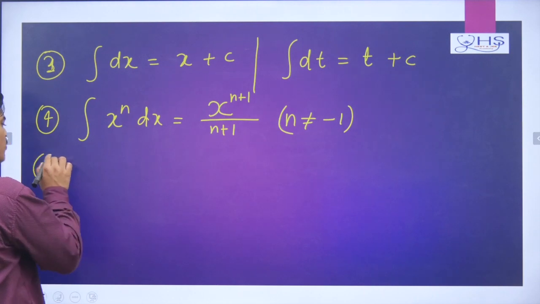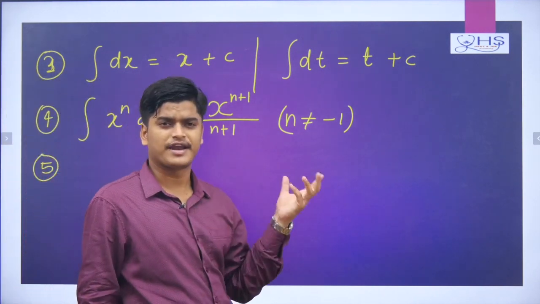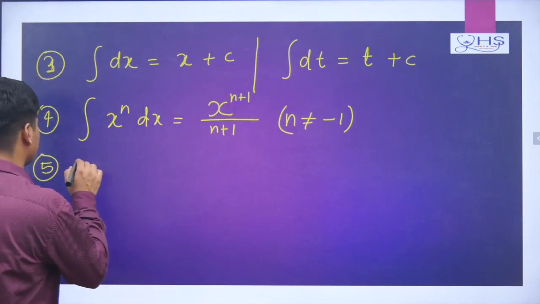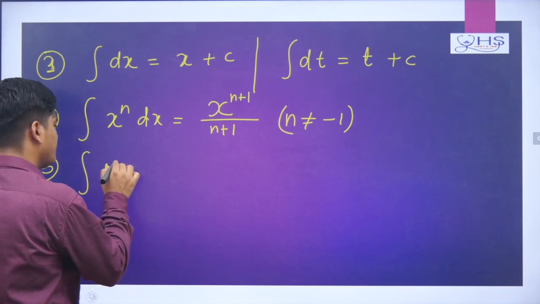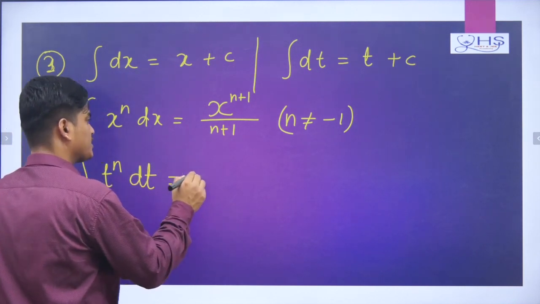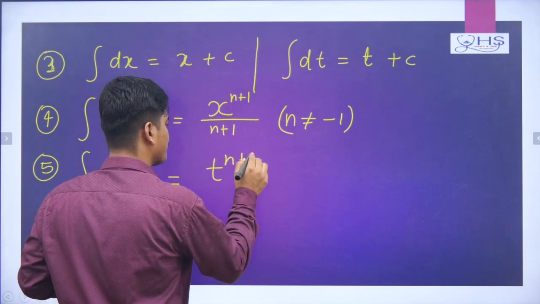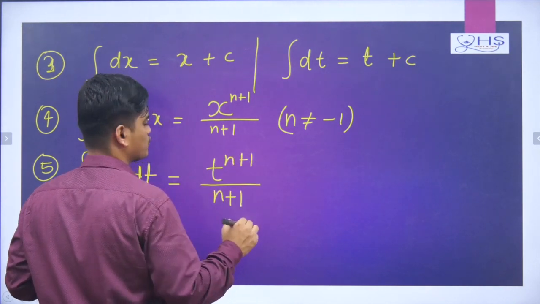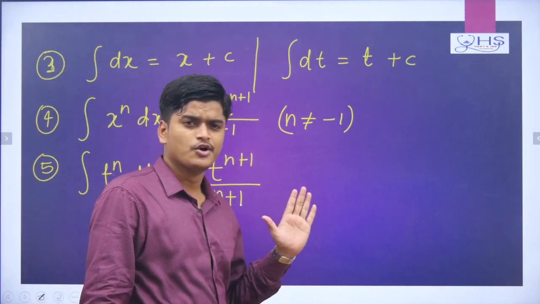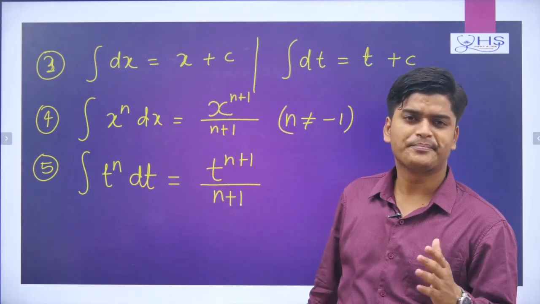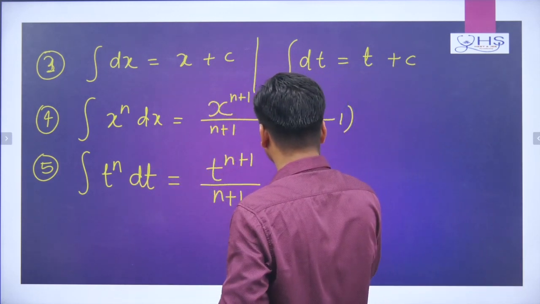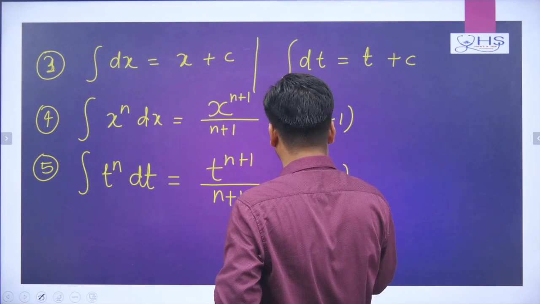For n equal to minus 1, we will check what comes separately. Now the integration of t to the power n dt is, in a similar way, t to the power n plus 1 divided by n plus 1. This formula you must remember. With this only we are going to solve some physics problems. Here also n is not equal to minus 1.